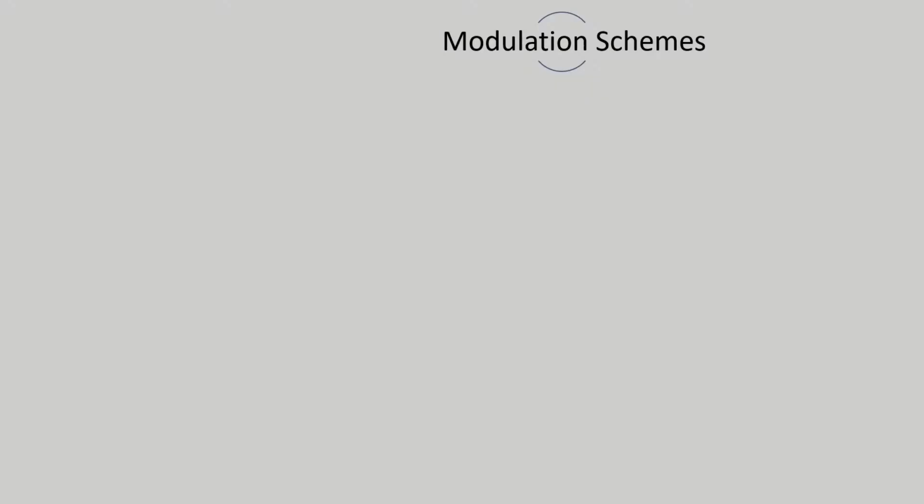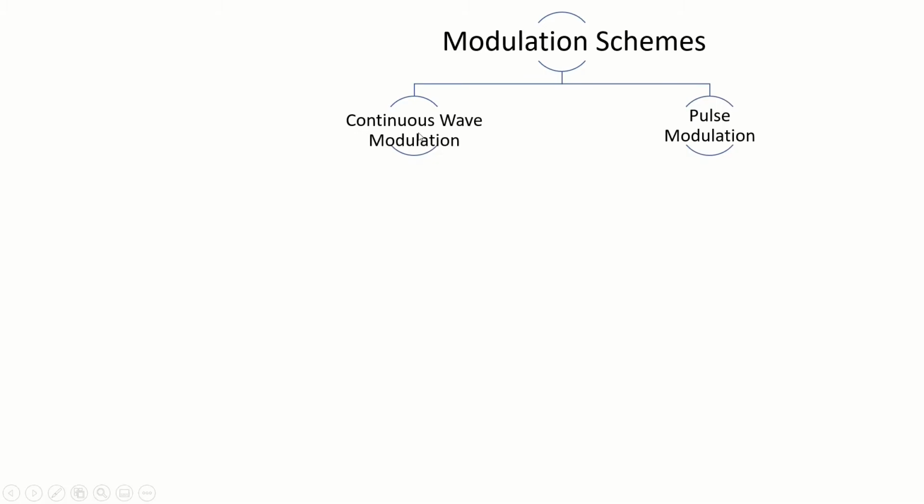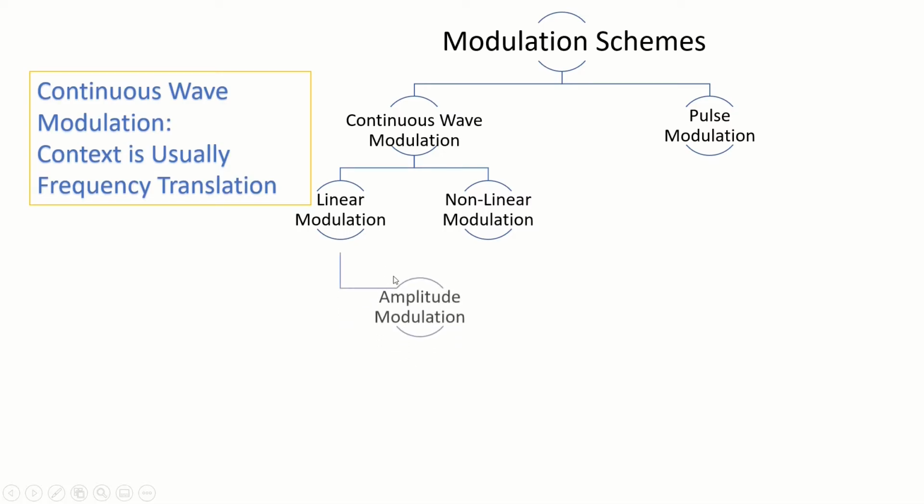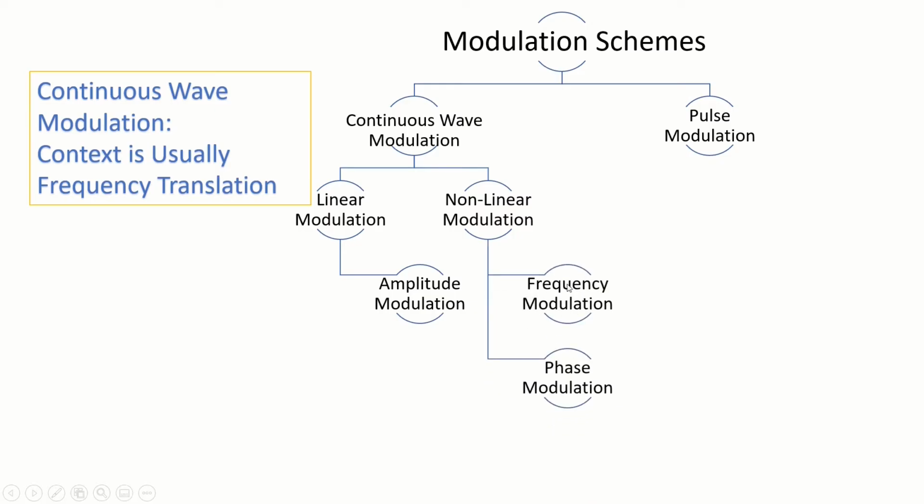To briefly overview the modulation schemes, we have continuous wave modulation and pulse modulation, wherein in the continuous wave modulation, the context is usually the frequency translation. That is, we may have a low frequency content and we want to shift it to a higher frequency in order to reduce the antenna size or benefit from the usual features of modulation. So within this continuous wave modulation, we have linear modulation and non-linear modulation, and within the linear modulation, we have amplitude modulation. Within non-linear modulation, we have frequency modulation and phase modulation.